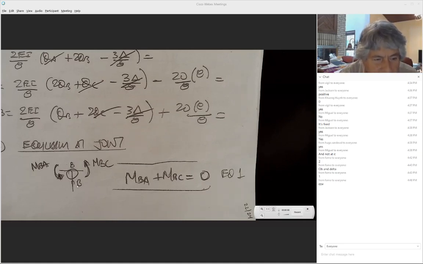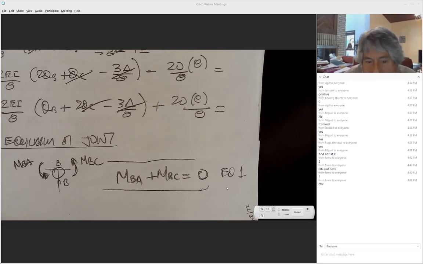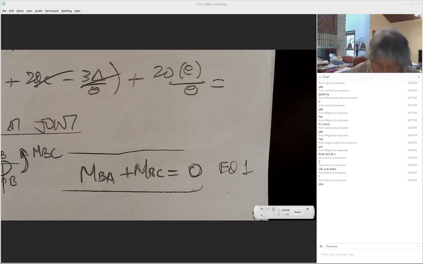And there is a reaction here. Also, there is a shear force that this time is 0. That's why we only add the moments. MBA plus MBC is 0 because it has to be in equilibrium. This is equation 1. How many equations do I need to solve this problem? How many unknowns do we have in this problem? One unknown, one equation. So MBA plus MBC.